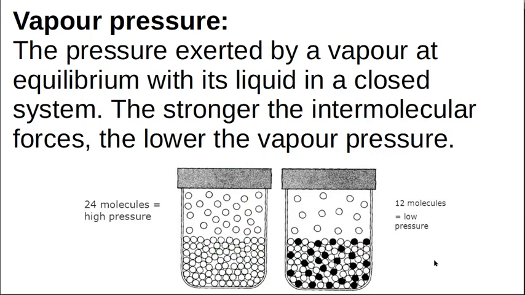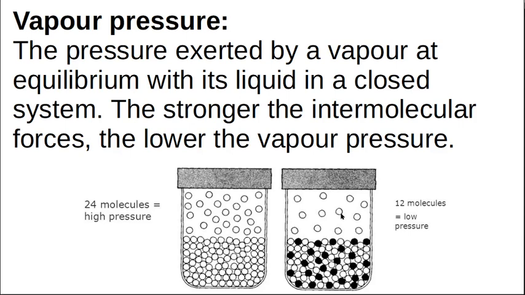So vapor pressure is the pressure exerted by a vapor, a gas, in equilibrium with its liquid in a closed system. If you look at these two substances here, this one is a pure substance, not a mixture, but you can see these little clear balls, and there are a lot of them in the gas space. But if you look over here, there are very few of these little molecules in the gas space. It's got a low vapor pressure.